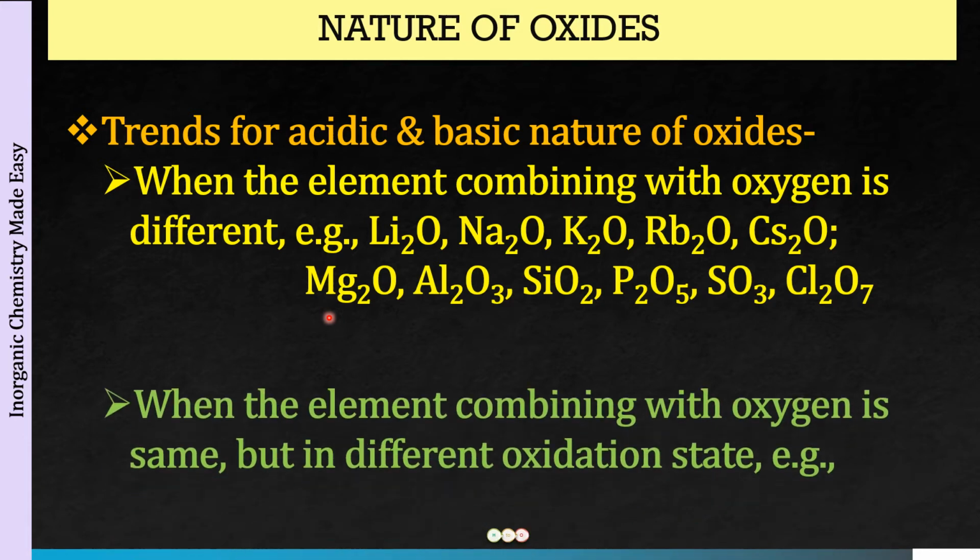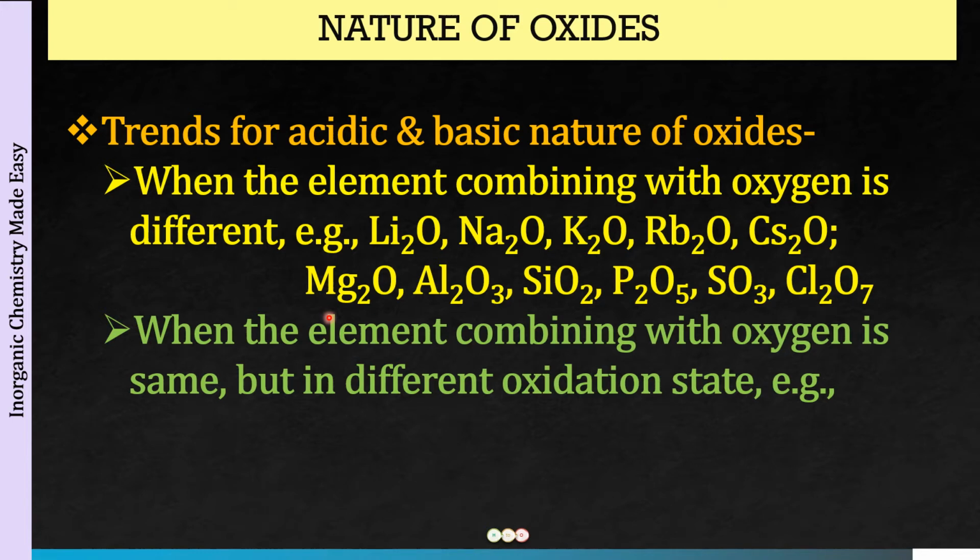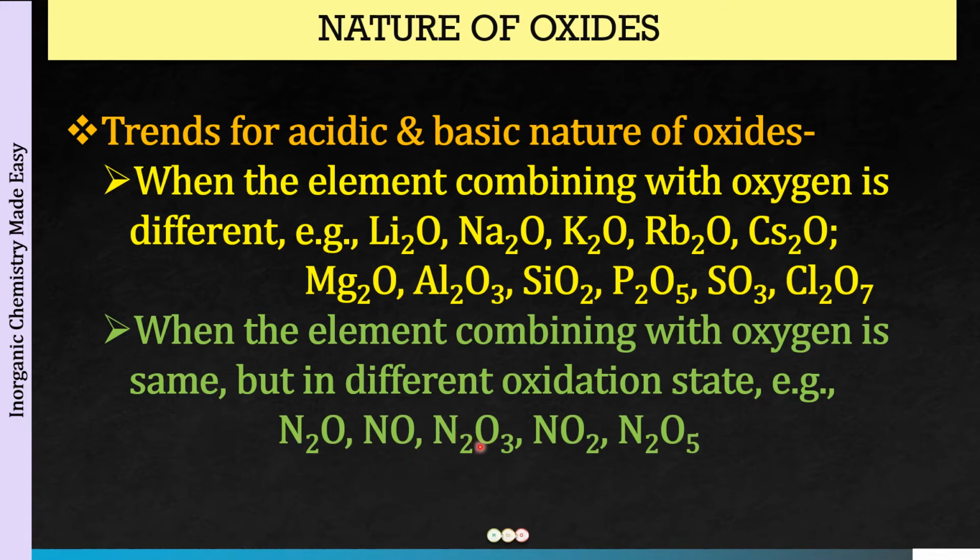The other trend is when the element combining with oxygen is the same, but it is in different oxidation states. For example, we have N2O, NO, N2O3, NO2, N2O5. In all of these five oxides of nitrogen, nitrogen is in a different oxidation state, and you will have to tell which is more acidic and which is more basic. We will be learning these because they are very repeatedly asked in the examination. So first of all, we will begin with type 1, when the element combining with oxygen is different.